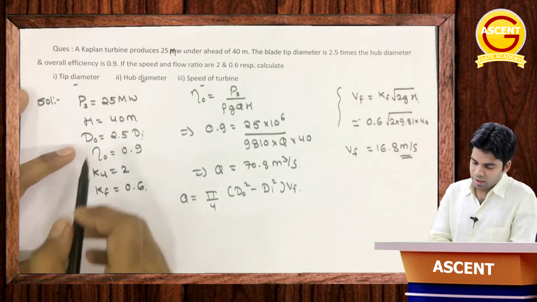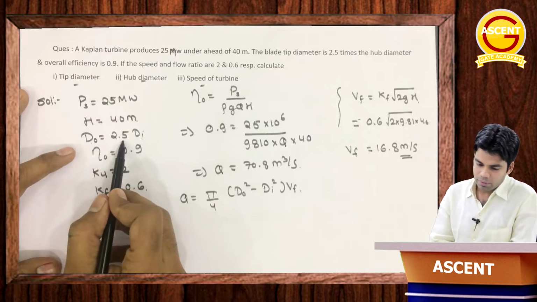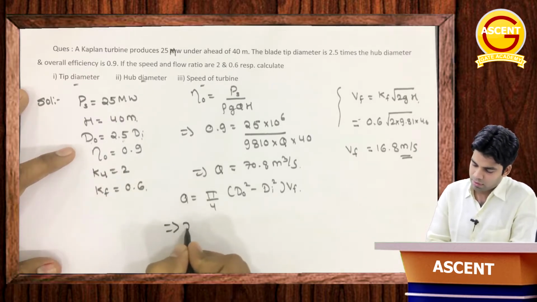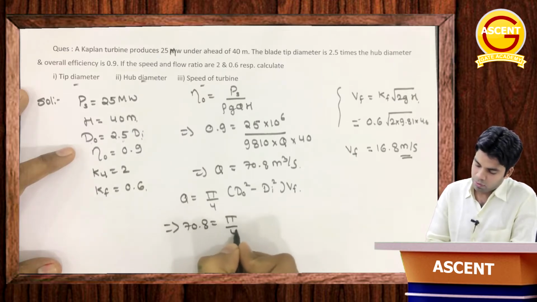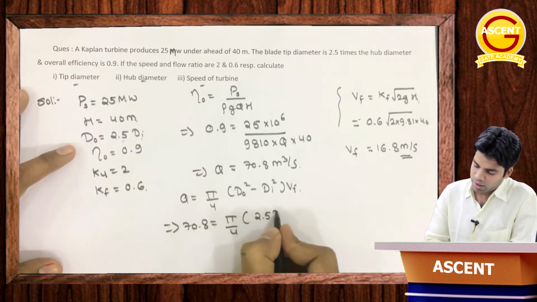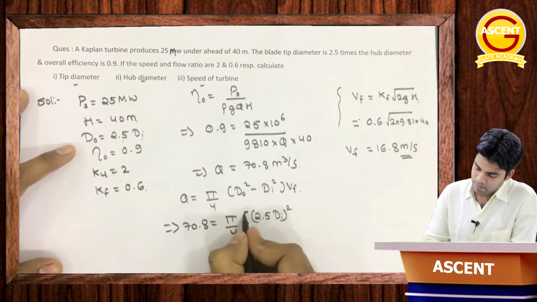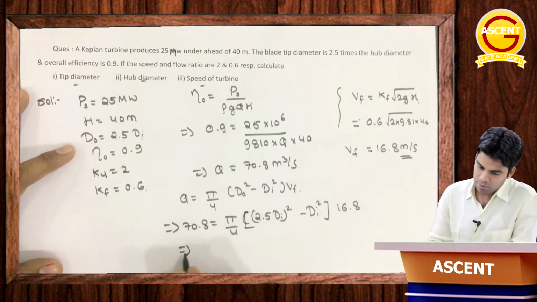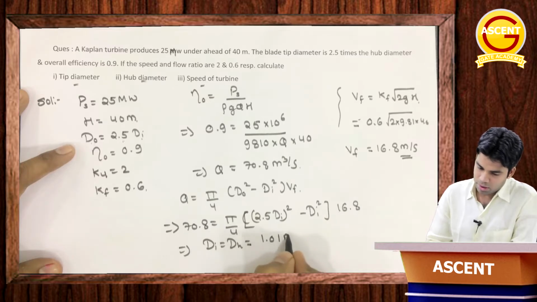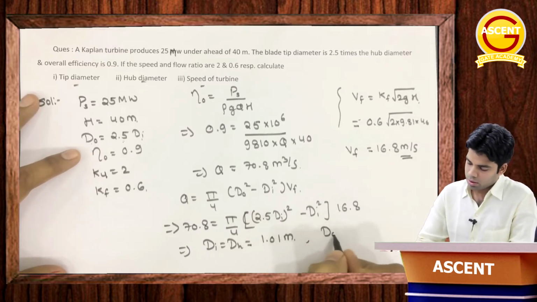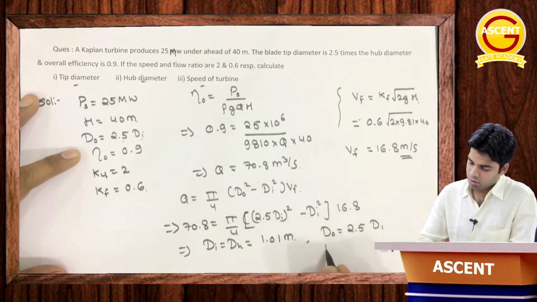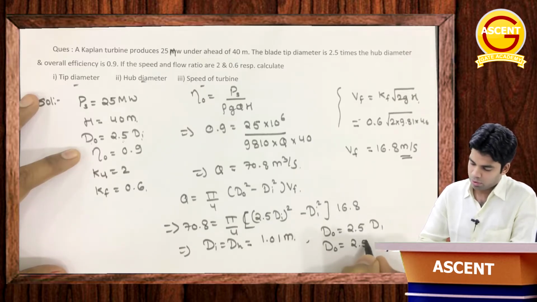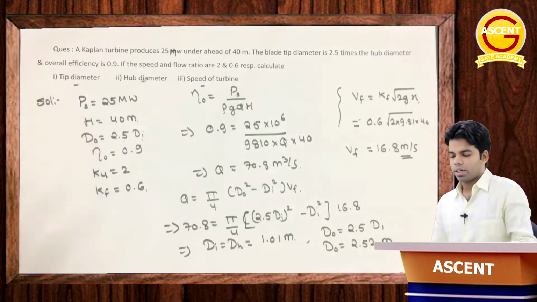Getting this now? Okay, second thing, d outer is given as 2.5 times of d inner. So just put the value. So from here this Q, which is 70.8, is equal to pi by 4 d outer is 2.5 d inner square minus d inner square into Vf, which is 16.8. Okay, so from here we can get the value of this d inner or hub diameter. This will be equal to 1.01 meter. Getting this? And d outer is equal to 2.5 times of d inner. So d outer diameter will be equal to 2.52 meter. Getting this or not? Okay.